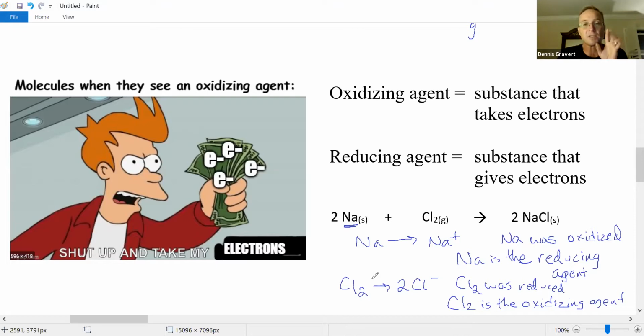Chlorine, what's going on with you? Okay, chlorine is being reduced. It's gaining electrons. What did you do to the other compound? Oh, I stole those electrons. I oxidized the other one, helped oxidize. I'm the oxidizing agent. So everything's backwards. Identify what they're doing to themselves or what's becoming of them. They're either being oxidized like sodium, reduced like chlorine, and then flip it to identify the agent.